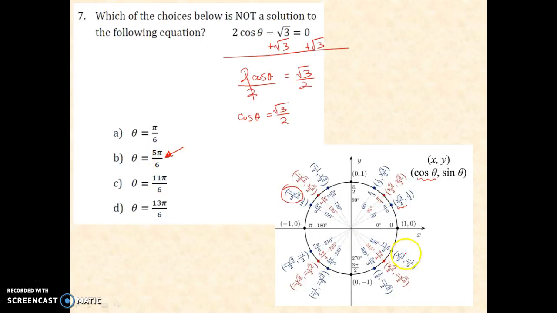11 pi over 6 is right here. That's got radical 3 over 2. 13 pi over 6. Well, let's see. 12 pi over 6 would be 2 pi. So then add one more pi over 6. That's 13 pi over 6, the same as pi over 6. So B is the only one that doesn't have a cosine of radical 3 over 2.